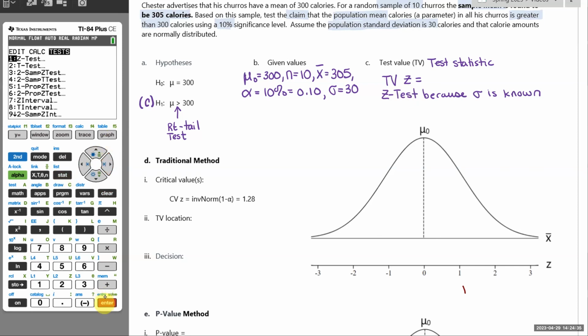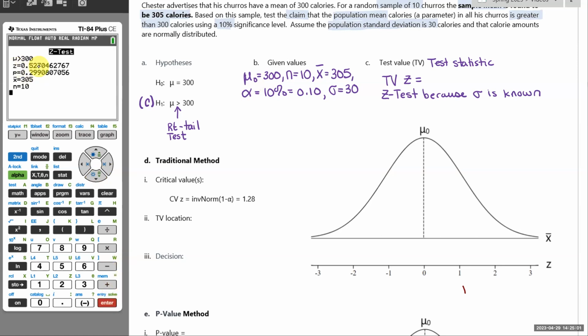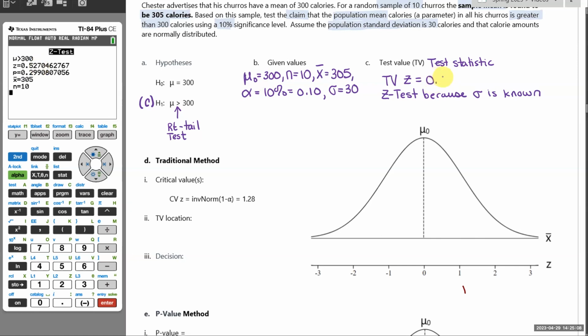You do not have to do a by hand calculation, even if Alex shows it. So I've gone ahead and entered those values. And the direction of the test again is greater, so mu greater than the mu naught number. And then we'll go with calculate. And the z-score that you see is your test value. We'll go ahead and round that to 2 places. So that's 0.53.